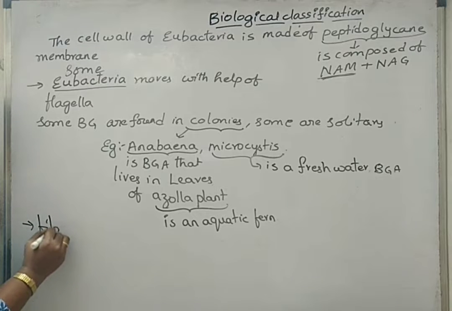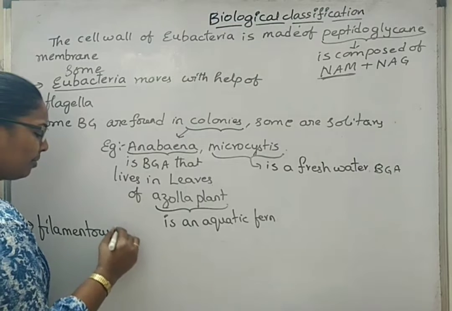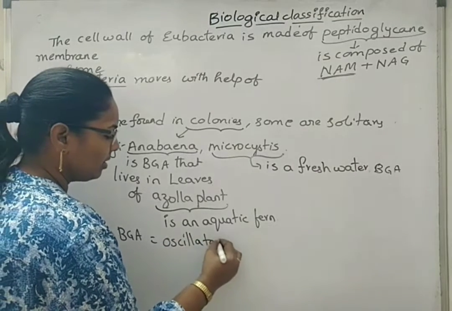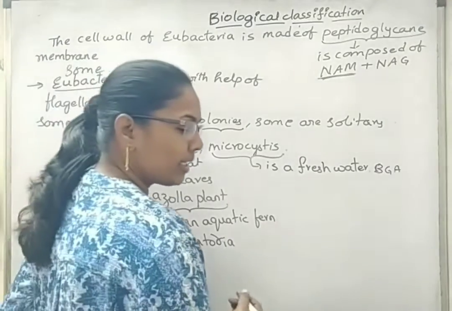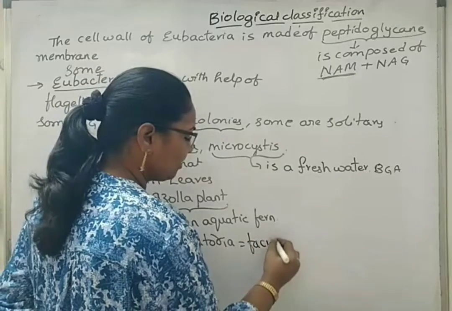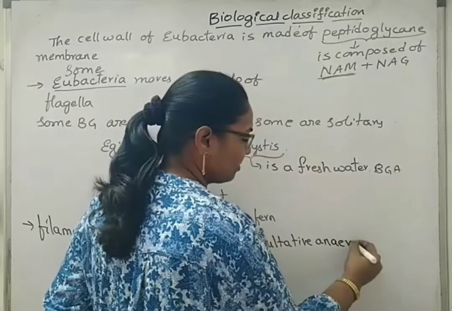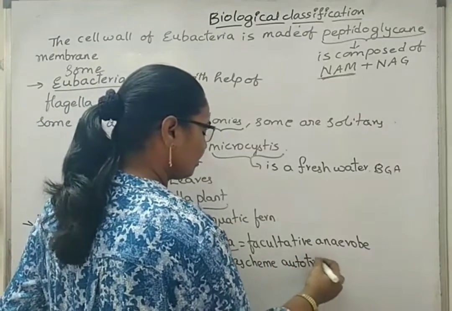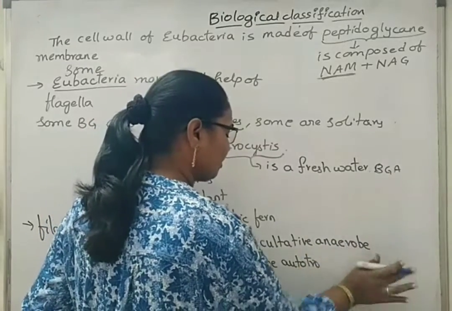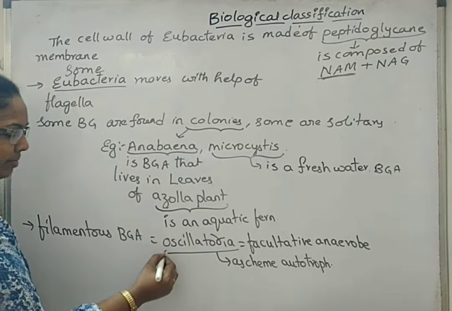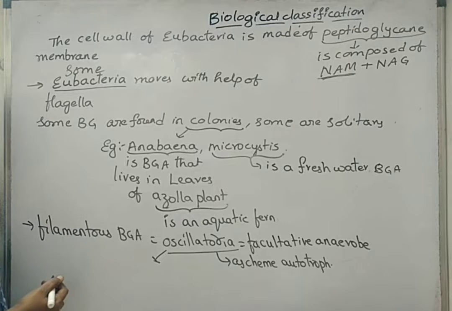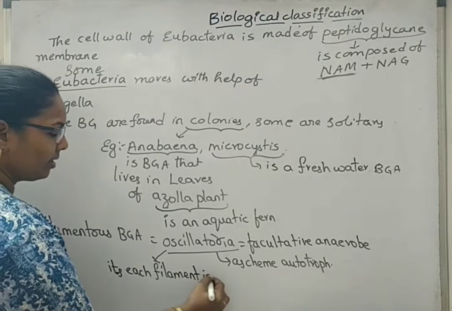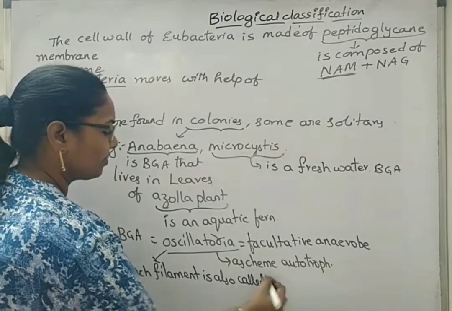For filamentous blue-green algae, we have one best example, that is Oscillatoria. Oscillatoria is considered a facultative anaerobe. It is also considered a chemoautotroph. In Oscillatoria, each filament is also called a trichome.